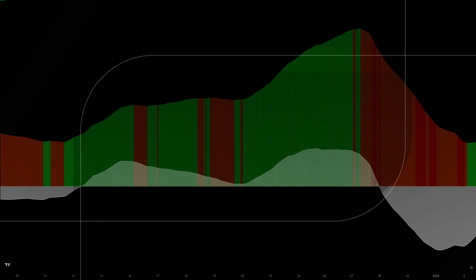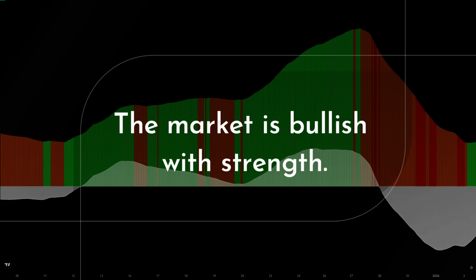In that condition, buy signals are allowed. Everything else is noise. Now here's the consequence. If you ignore this and take sell signals during this condition, you're trading directly against momentum. This is why those traders get stopped out repeatedly.